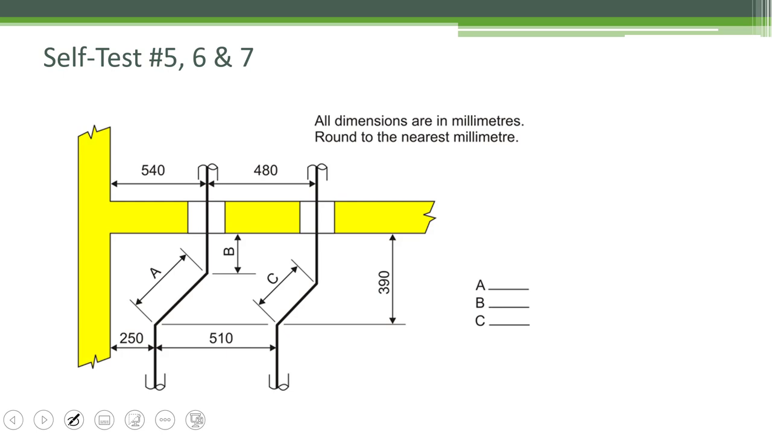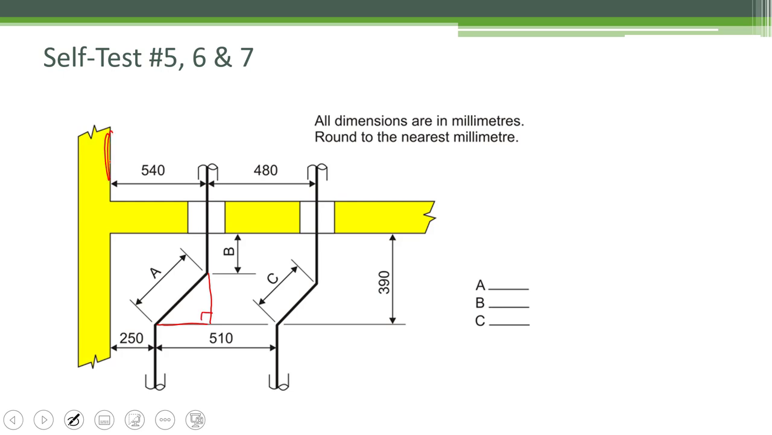Okay, so for 5, 6, and 7, they all require the same drawing, and really it's just about trying to find the triangles in this diagram to solve the problem. Okay, so question 5 is asking me for A. So again, here's a triangle like that.